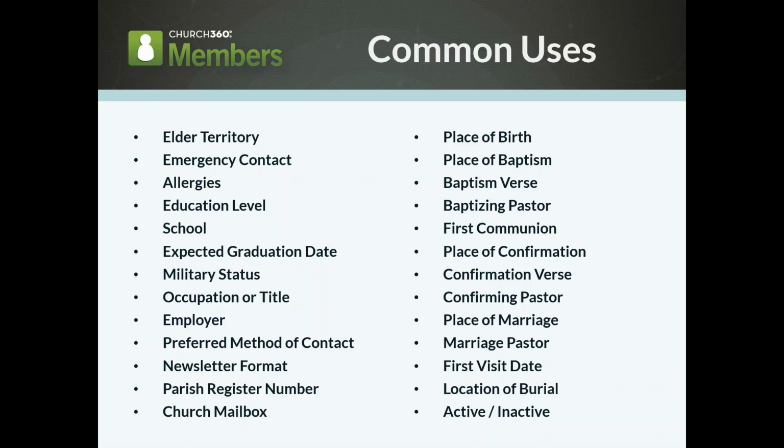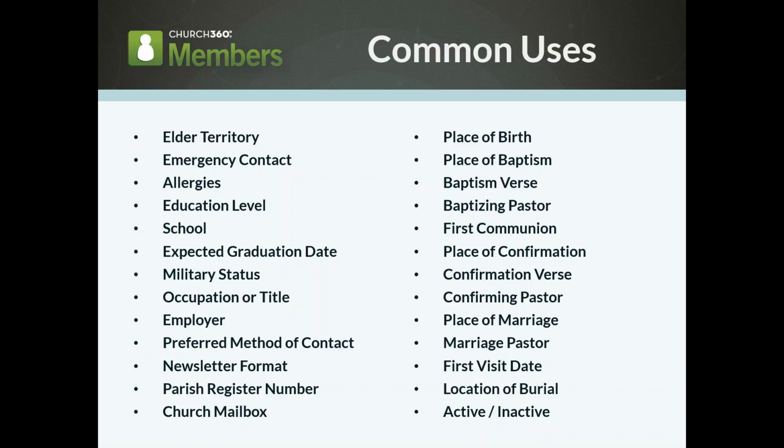Expected graduation date, that's used commonly within our LCMS congregations for things like the youth report that gets sent to synod. Military status, occupation or title, employer, preferred method of contact, newsletter format, whether they want the digital newsletter or the print newsletter, parish register number. If you've got that big red book that many of our congregations have, what's the number of that person there? Church mailbox, we find that a lot of churches will have a mailbox assigned, and this allows them to print off that list.